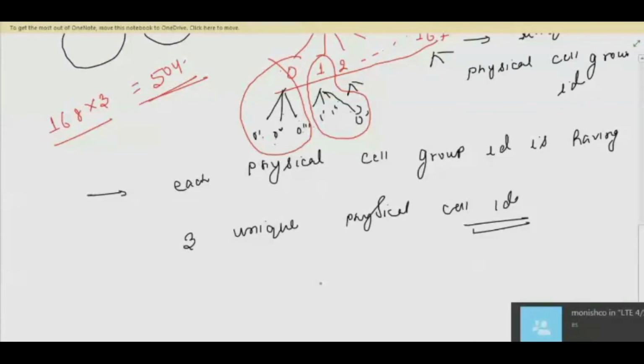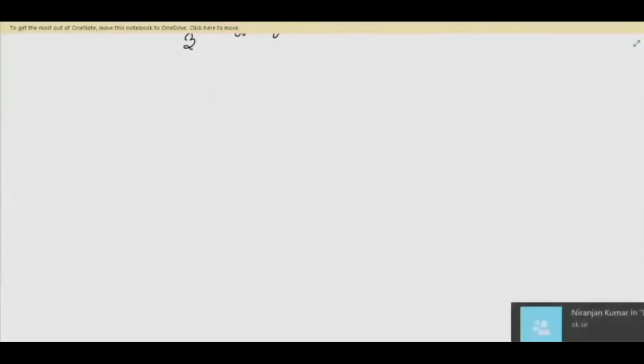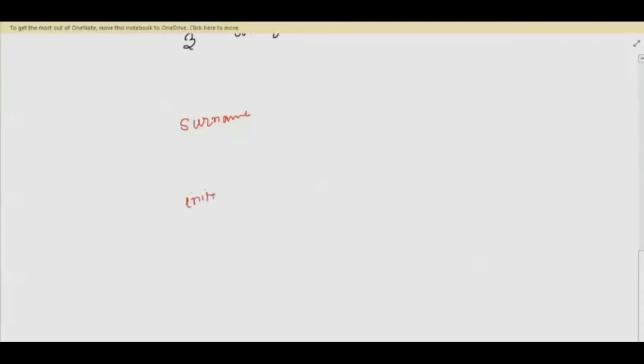So it means in the power on procedure, the mobile has to reach this value. Suppose, for example, you have 3 surnames and initial names. Suppose one surname is Rao, Reddy, and say Chaudhary, for example.